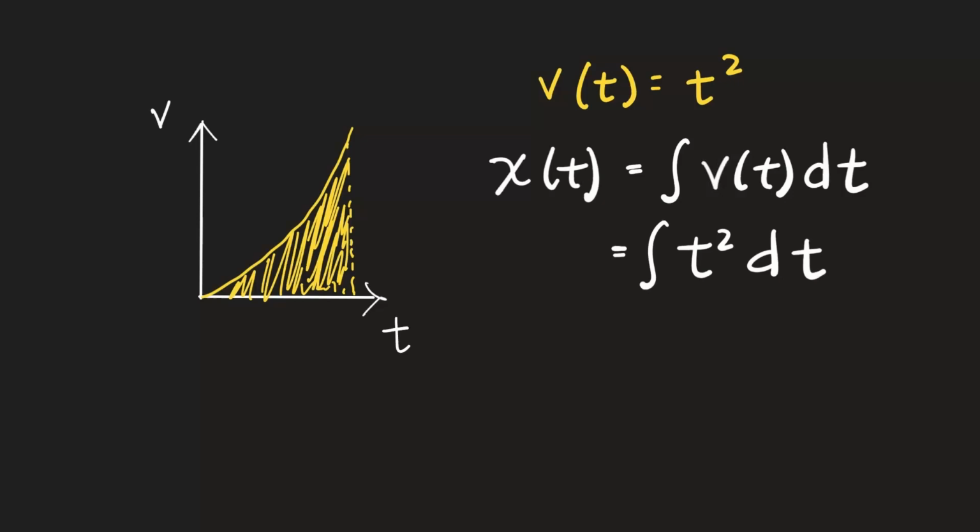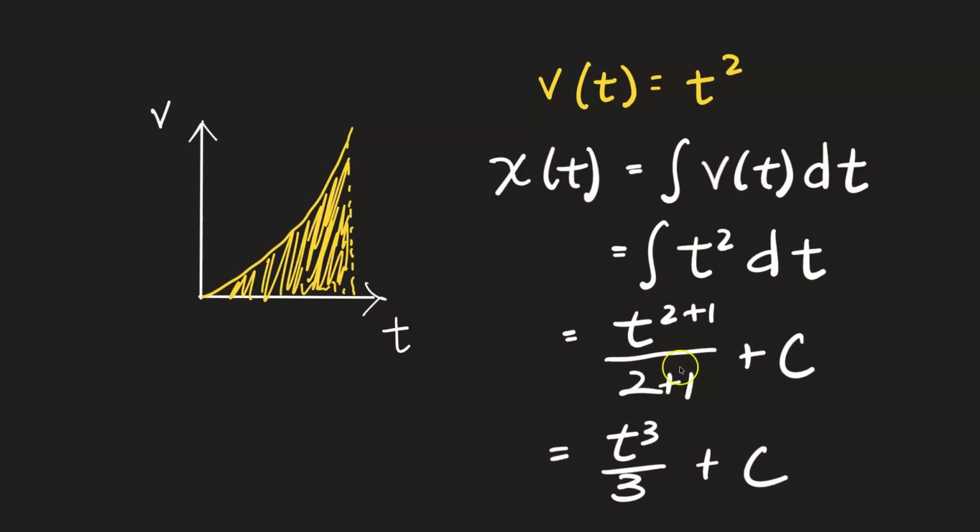The position function is equal to the integral of the velocity function with respect to time. And so we're basically finding the integral of t squared dt. Applying our reverse power rule, we're going to take this exponent, add 1 to it, and divide it by the new exponent, plus c. So we get t cubed divided by 3 plus c.